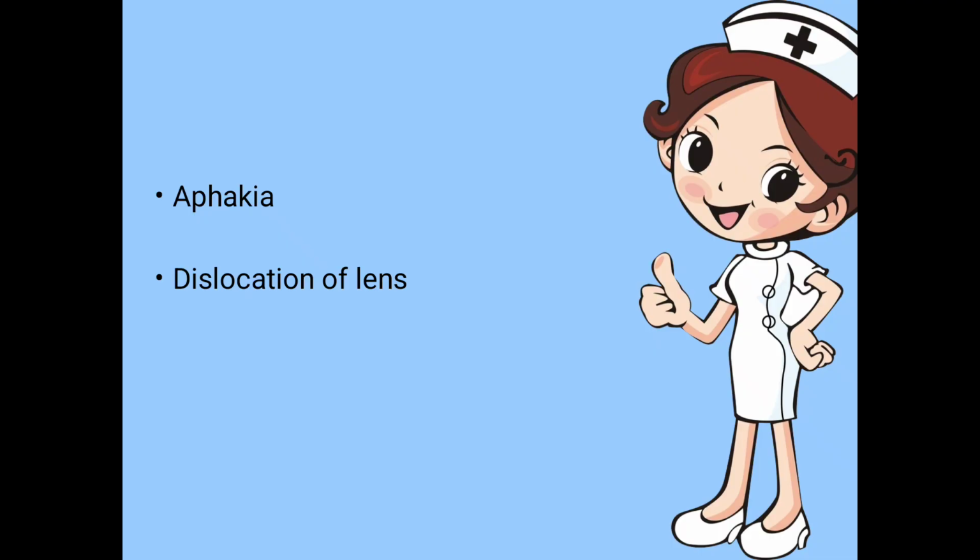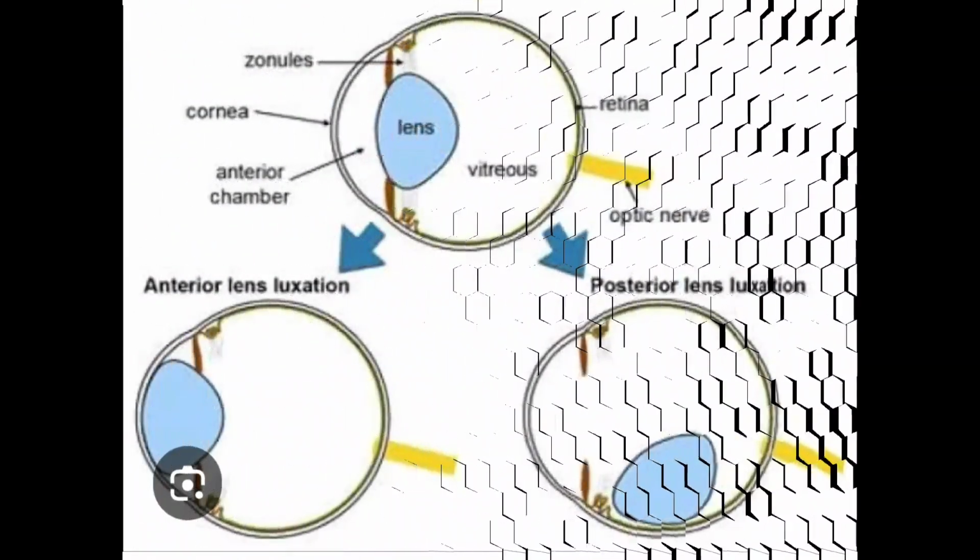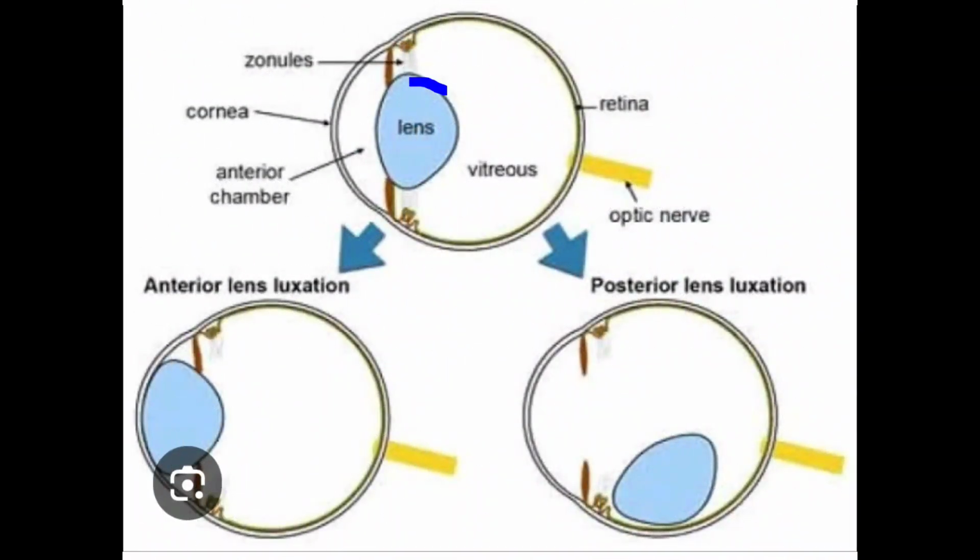So we can correct the vision of the aphakic patient with plus 10 to plus 12 diopters. Dislocation of the lens. Next one, if the lens becomes dislocated. For example, it is seen here that this one is the location of the lens, and it is held by the zonular fibers.